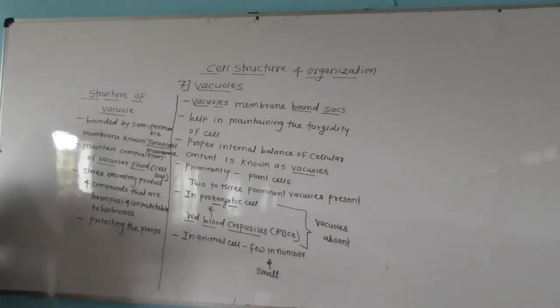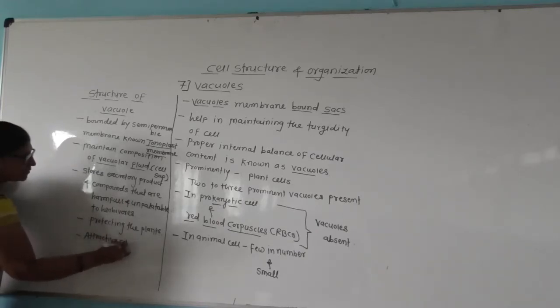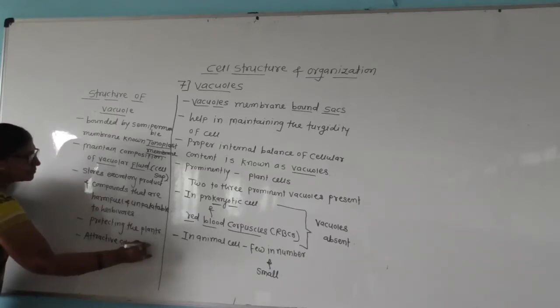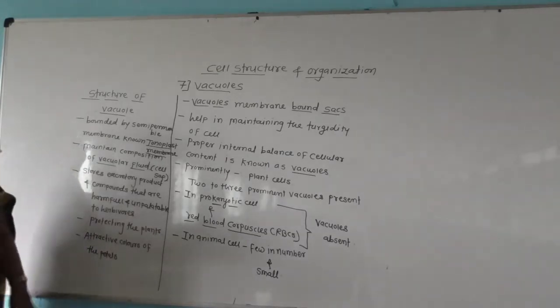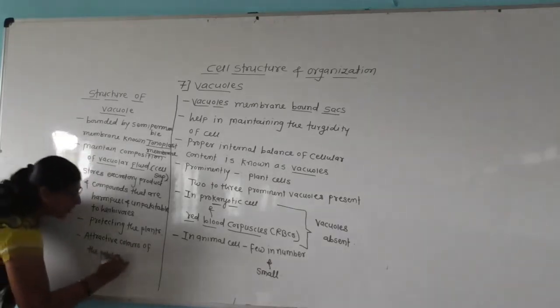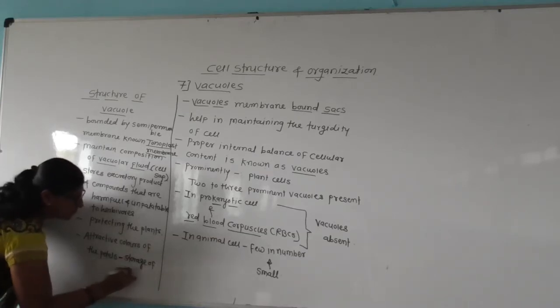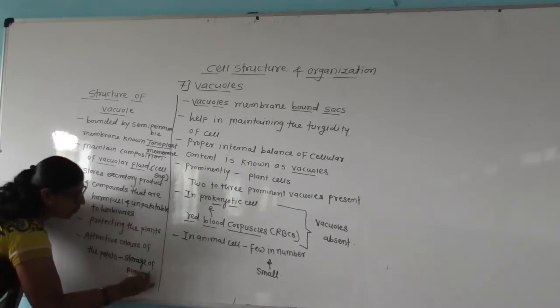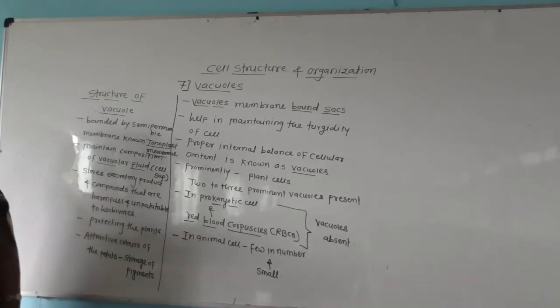Attractive colors of the petals are due to the storage of pigments in vacuoles.